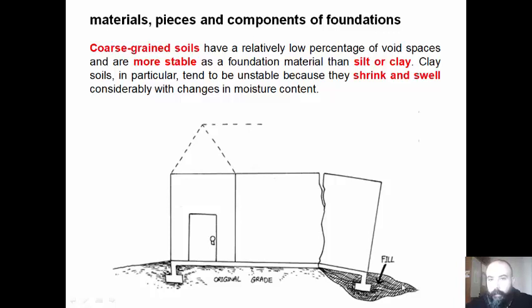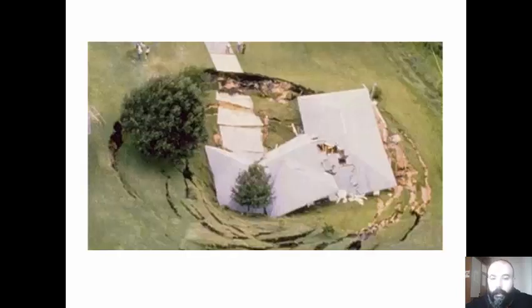Coarse-grained soils have a relatively low percentage of void spaces and are more stable as a foundation material than silt or clay. Clay soils in particular tend to be unstable because they shrink and swell considerably with changes in moisture content. If the bearing capacity of a soil is not enough for the mass of the building, then it can collapse.